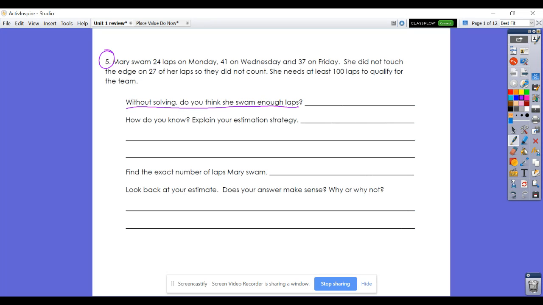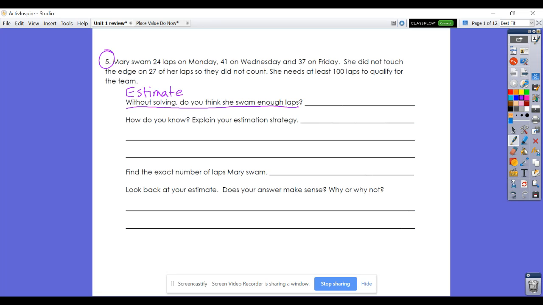So since it says without solving, it means it doesn't want an exact answer. If we're not giving an exact answer, we're just giving a close to. What's our mathematical word for that? You can call it estimate. Exactly. So this is telling us that we want to estimate. Go ahead and write that above the words without solving. And in fact, the next question says, how do you know? Explain your estimation strategy. So we're going to show our work right here.